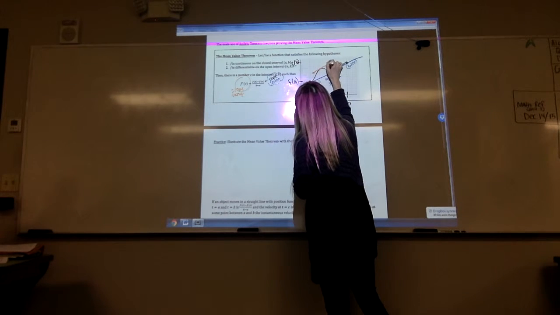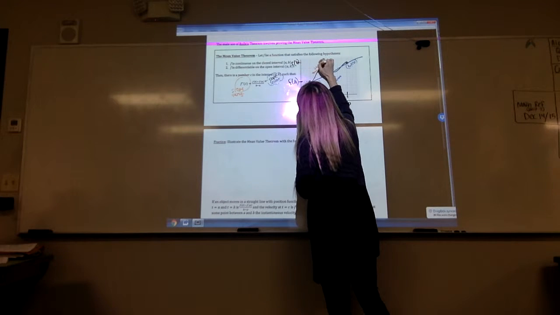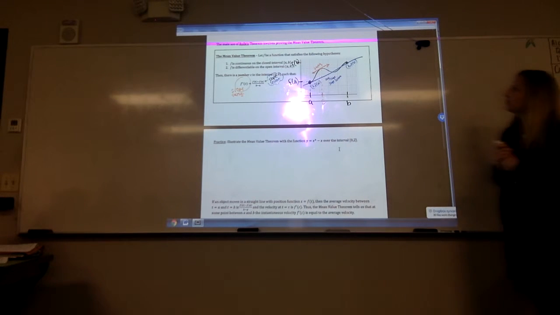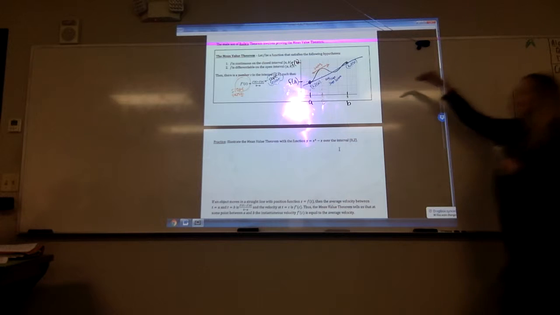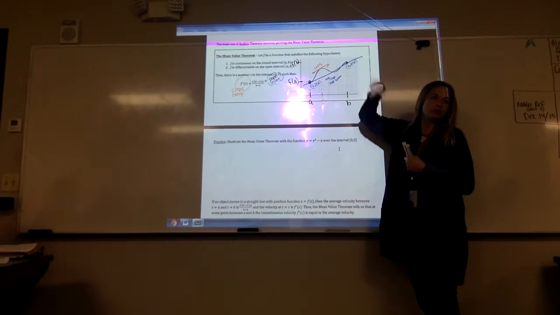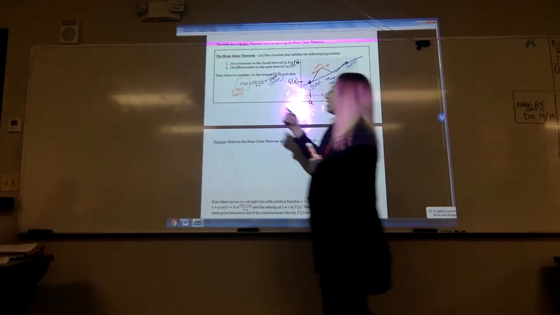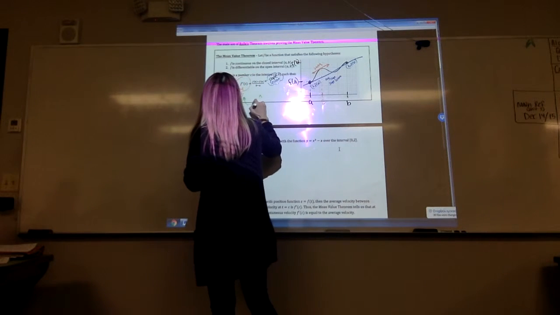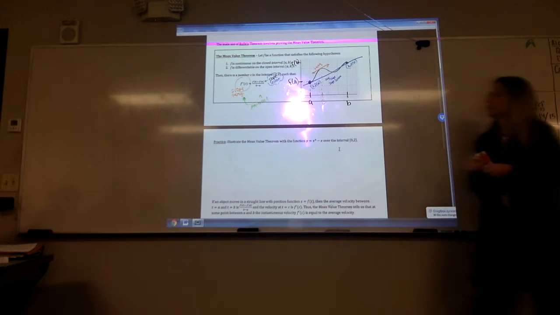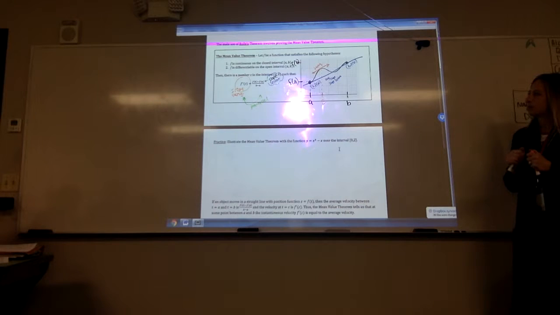And there's my tangent line. This is my tangent line. And here is C. There has to be some value C where the slope of the tangent line and those slopes are equal. How do you know that they're equal? They're parallel. Because they're parallel. Right. So there has to be some kind of parallel line here where the slope of the tangent equals the slope of the secant, again, between any given interval A and B.